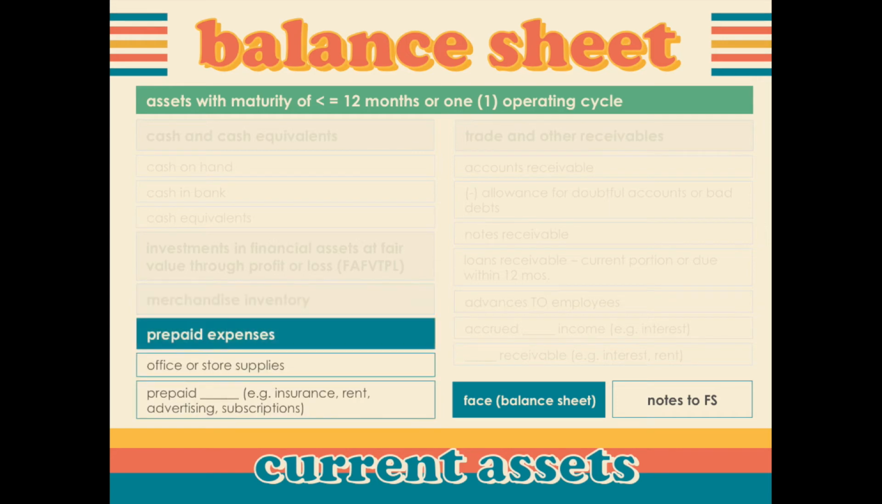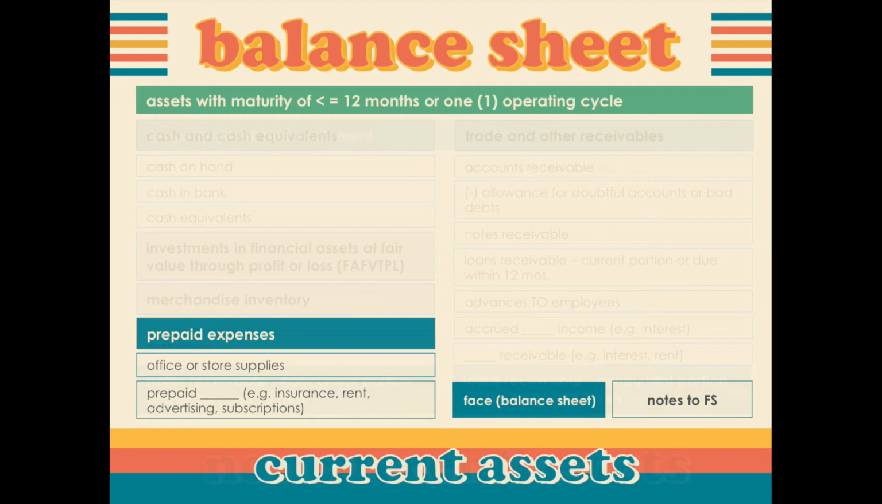Next, we have prepaid expenses. From the name itself, prepaid, pre means in advance. So these are expenses that have been paid for in advance. These include the office or store supplies like a ream of papers. You buy them first and gradually use them while the business is operating. Another example would be paying for next month's rent in advance. In that case, it would be called prepaid rent. So you can simply add the word prepaid to the nature of the transaction like what we did in receivables. For example, we have prepaid advertising or prepaid insurance.